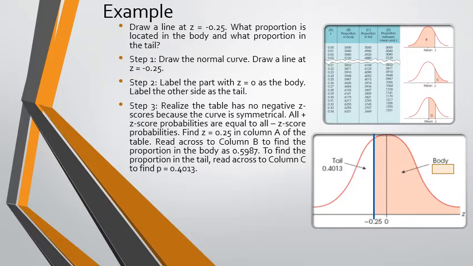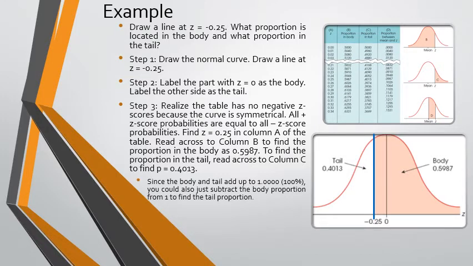We find the proportion is 0.5987. And then to find the proportion in the tail, we look again at that same row where z is 0.25. We read across to the tail column, and we find the tail is 0.4013. Okay?